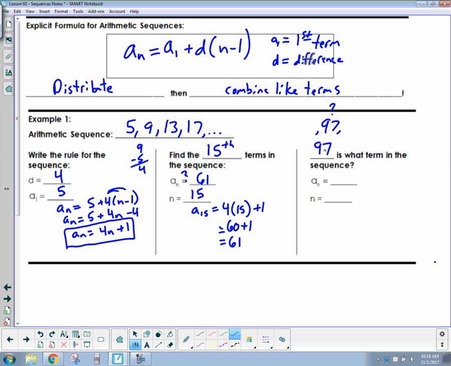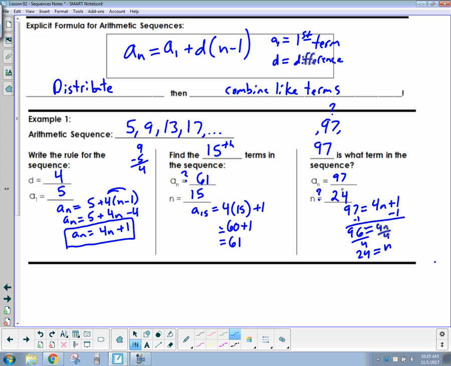Alright, we're back. Remember, we're looking for n. We know this value to be 97, so let's plug it in our formula. 97 equals 4n plus 1. We're going to subtract 1 from both sides. We get 96 equaling 4n. Divide by 4, and we get 24. The 24th term is going to be 97.